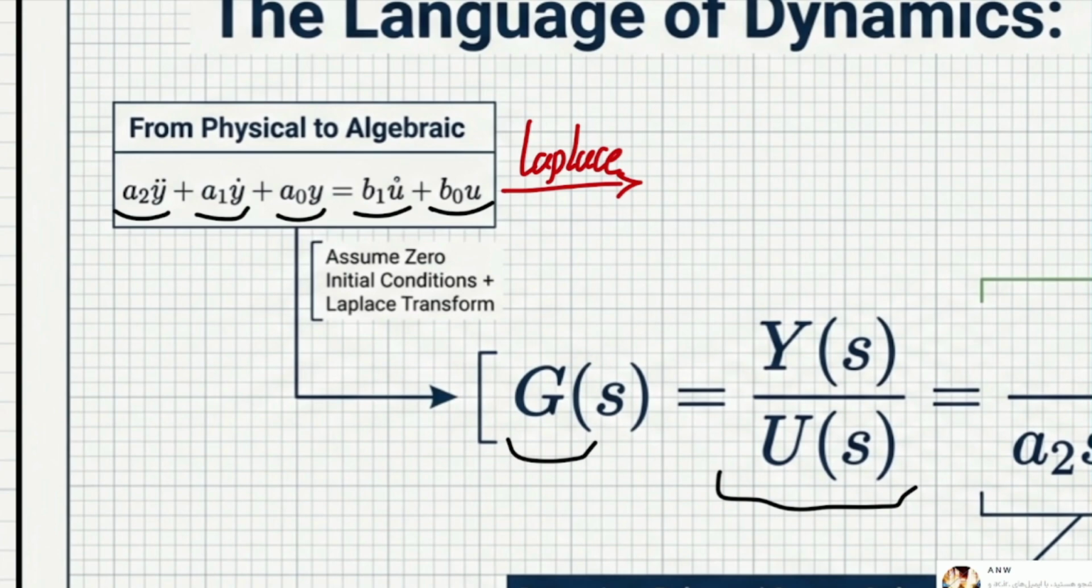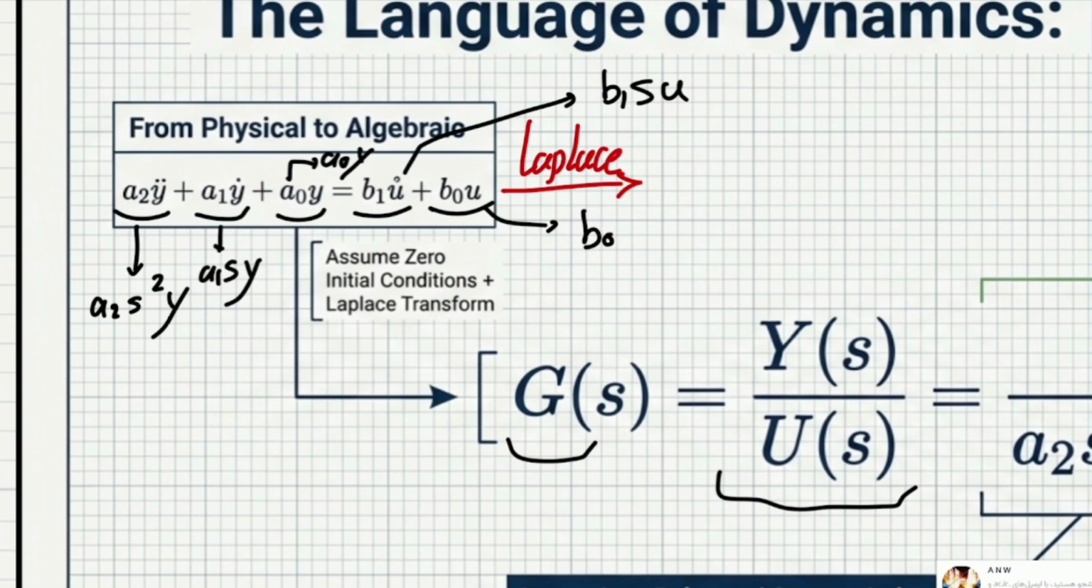So if you do the calculation, as you can see over here, I have a2 y double prime. If I move it to the Laplace domain, it becomes a2 s squared Y, with big Y. This term becomes a1 sY, and this one is just a0 Y. Then we have the same scenario for the input. At this point, we don't know what is happening to the input. Most of the time we just consider it as the unit function, but right now we don't. So it would be b1 s U, and finally b0 U itself. As you can see over here, it should be a capital U, not the normal one.